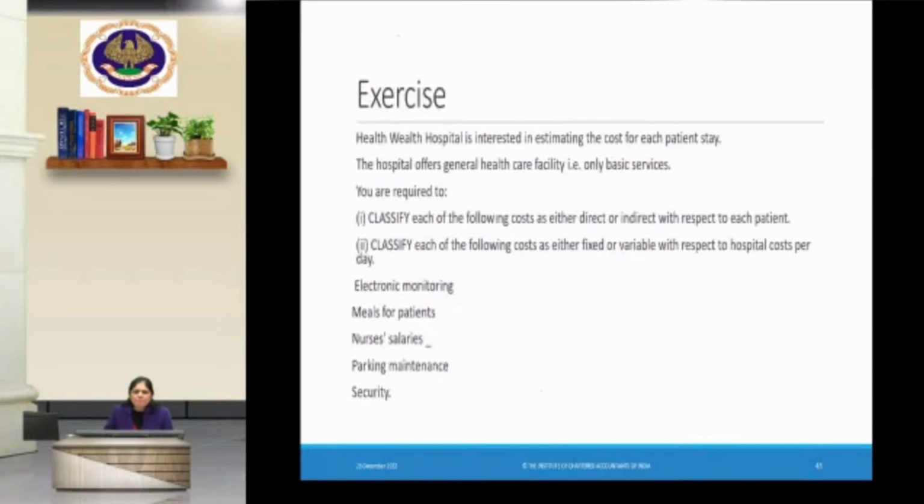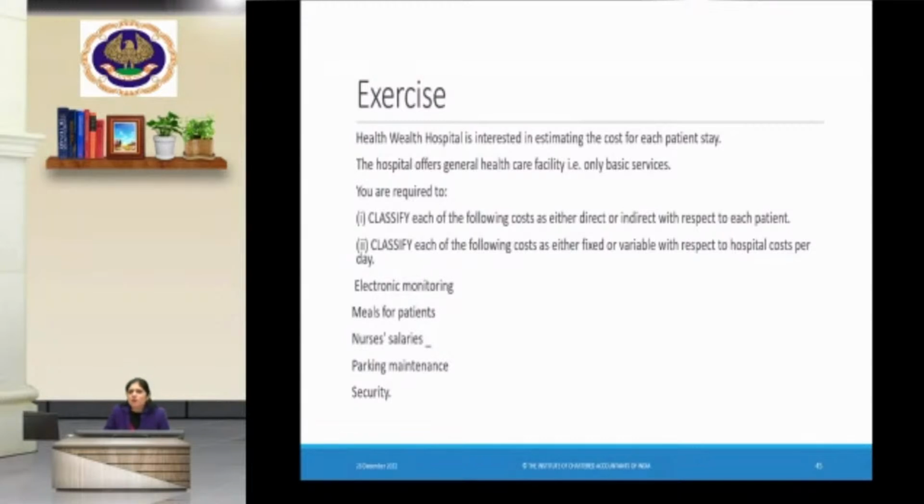Moving further, this is an exercise. I think you can practice it later also. It's just about which costs are direct and which are indirect. It's an exercise on a healthcare facility. Identify whether each is a direct or indirect cost with respect to each patient. Electronic monitoring has to be for each patient, so it's a direct cost.